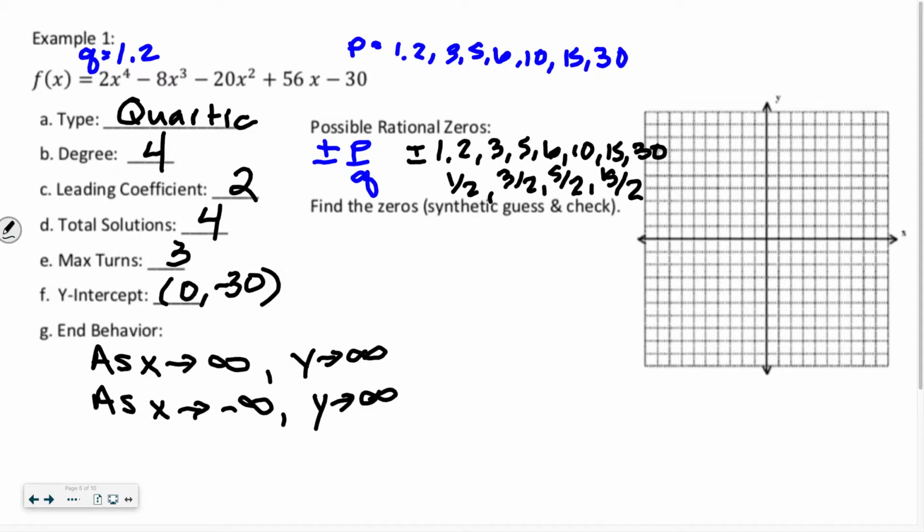Now, let's crowdsource. I'm going to have this group check 1. I'm going to have this group check -1. Have you guys do 2. You guys do -2, 3, and -3. So we're going to check them in synthetic, and what do we want to be true? No remainder. No remainders. So set up your synthetic.